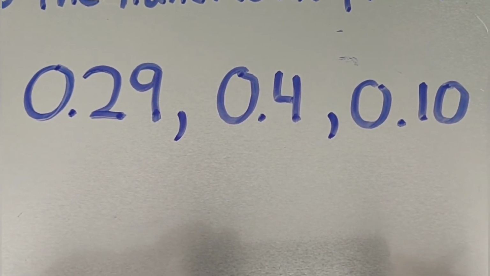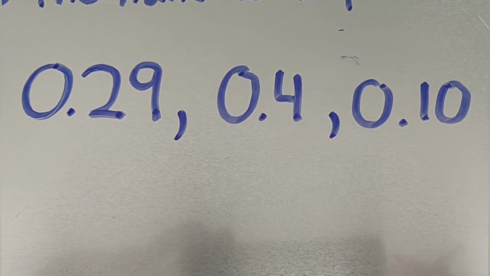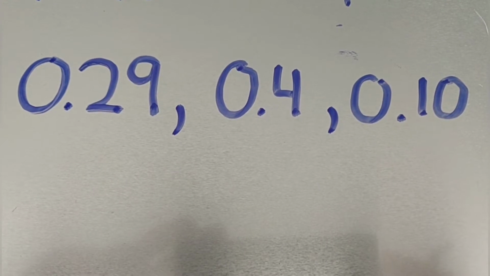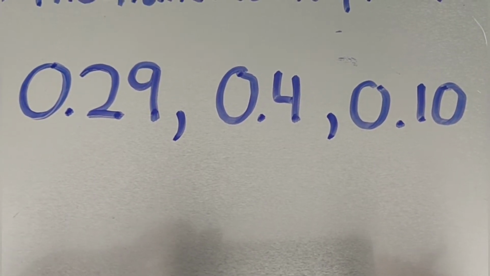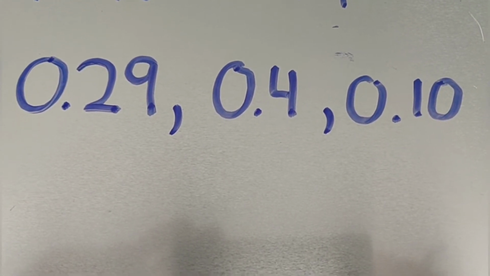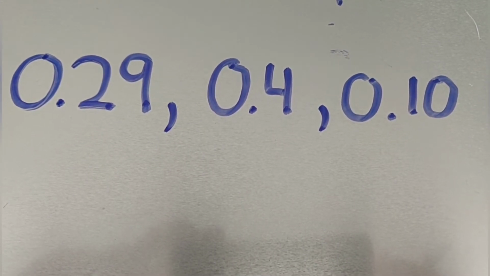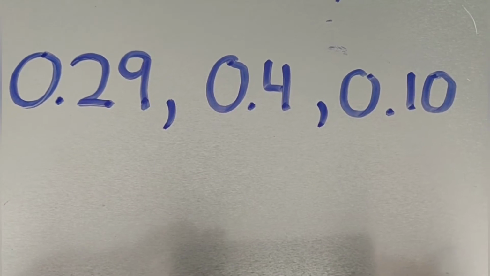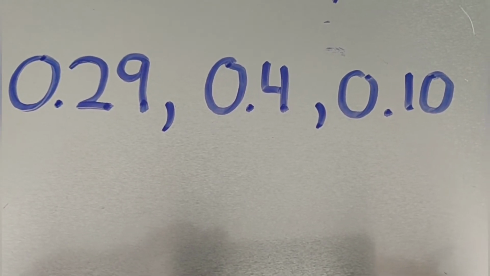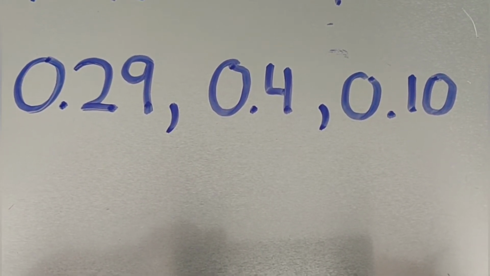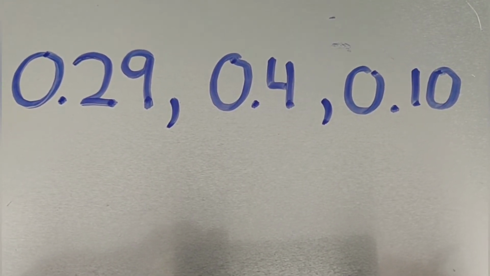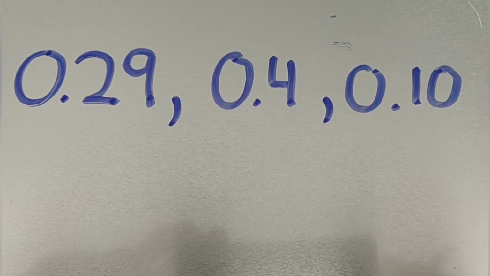So now I want you to try this. I want you to try to put these three decimals in order from least to greatest and to do something that shows me that you understand how you got your answer. So go ahead, pause the video, try that. When you come back, if you don't understand, I'll explain it. So pause the video and just at least try it.